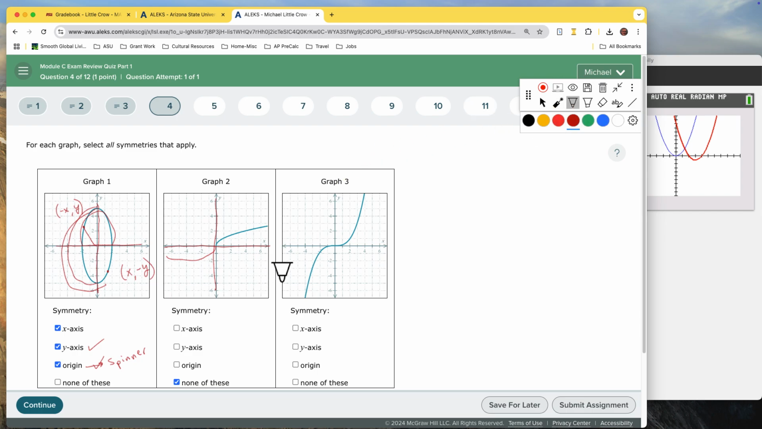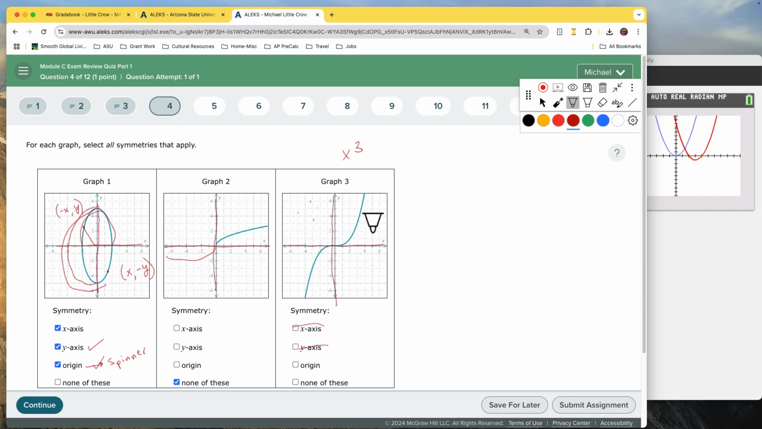And we'll look at this last one. It's an x cubed function. Hopefully you recognize that, x to the third. And it does not have y-axis symmetry because if you reflect it over here, there's nothing here. And same as over here, it doesn't go down. No x-axis symmetry because if you reflect over here, you don't have a part there. So none of these work.